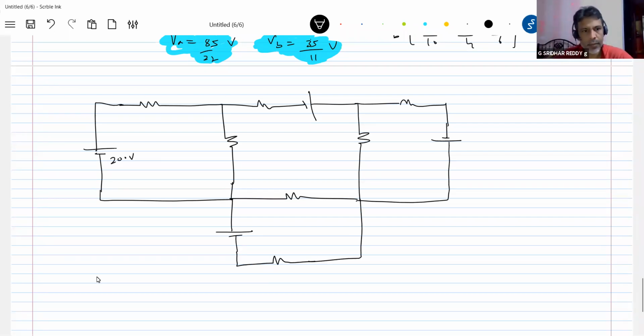This will be 200 volt, 90 ohm, 30 ohm, 250 volt, 100 ohm, 120 volt.